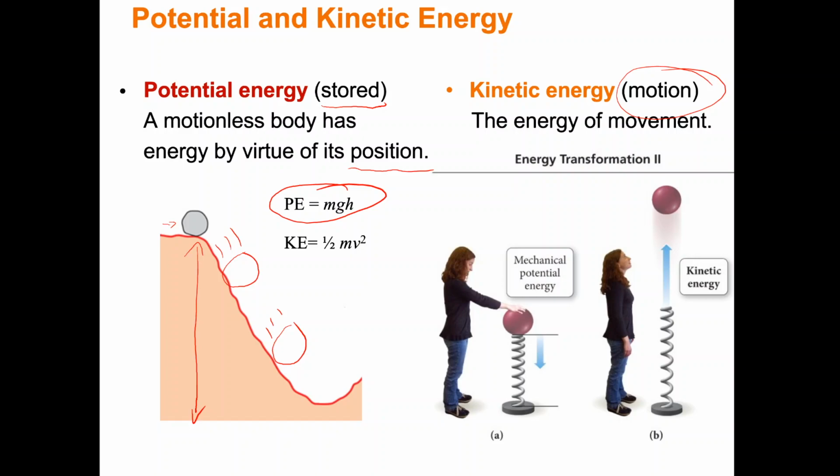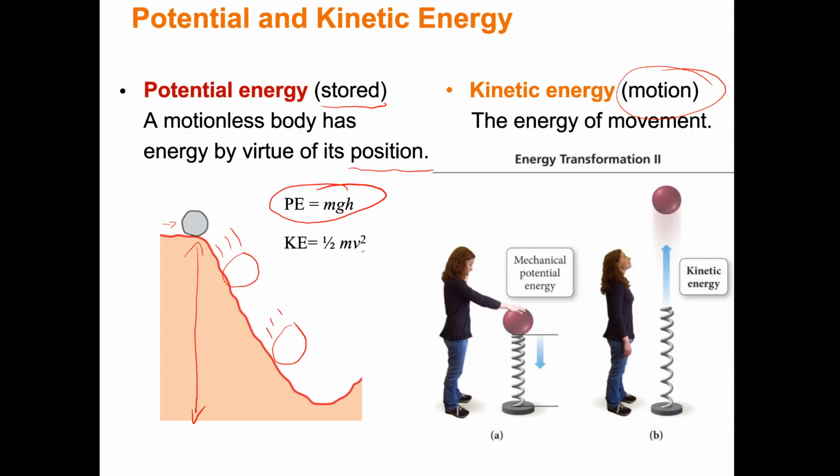Okay, so as it's rolling, it has a mass, it's gaining velocity. So therefore it has kinetic energy. The bigger the mass, the higher the velocity, the more energy it has. But understand that we're transferring energy. So just remember that we can transform energy from potential to kinetic.